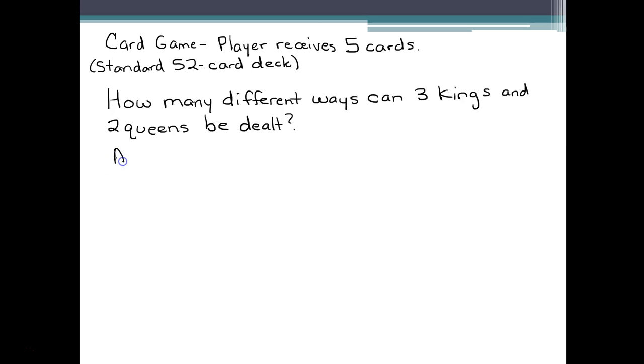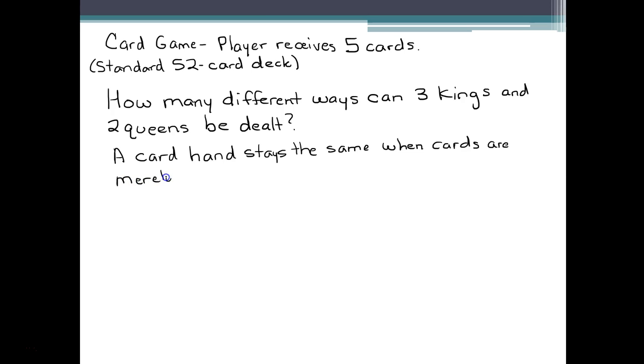So a card hand stays the same when cards are merely shuffled. Like if you have your 5 cards in your hand and you just move them around, it's still the same card hand. So order doesn't matter.